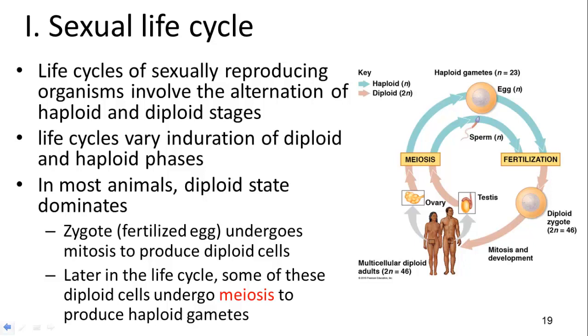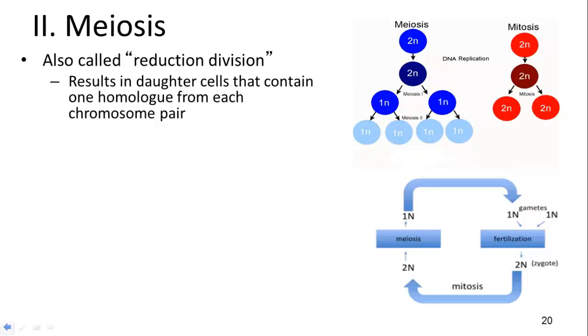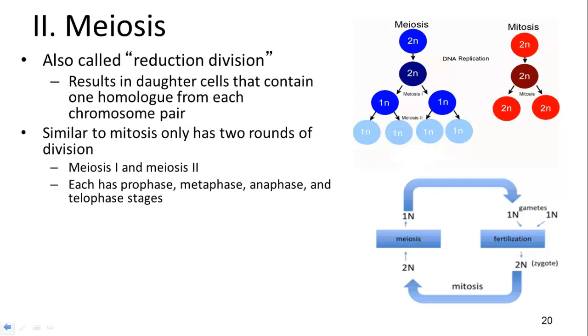But meiosis then occurs in sexually mature adults to form sperm and egg. Meiosis is also called reduction division because you are reducing the number of chromosomes in each cell. So the daughter cells have one homologue from each chromosome pair. It's very similar to mitosis, but it has two rounds of division.